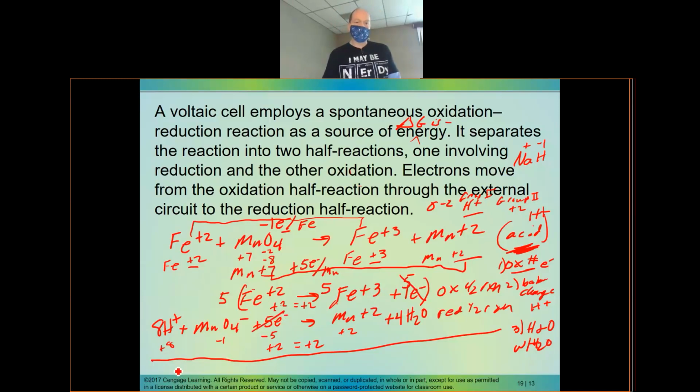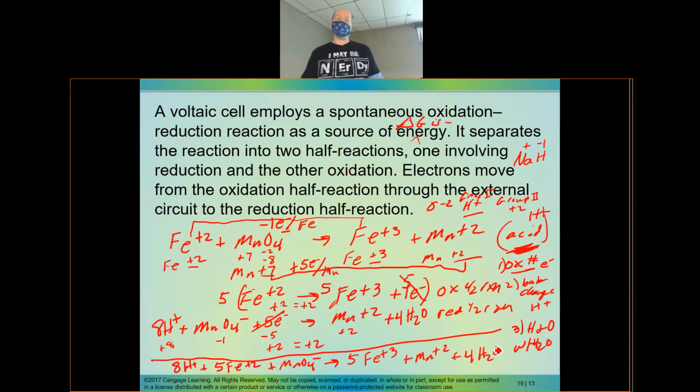So your overall is 8 H plus that we're going to react with 5 Fe plus 2s. That's going to react with MnO4 minus. That is going to produce 5 Fe plus 3s and Mn plus 2 and 4 waters. You may want to check the charge when you're finished to make sure that you didn't forget to bring down any coefficients.